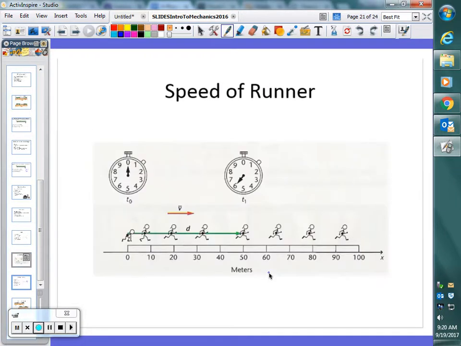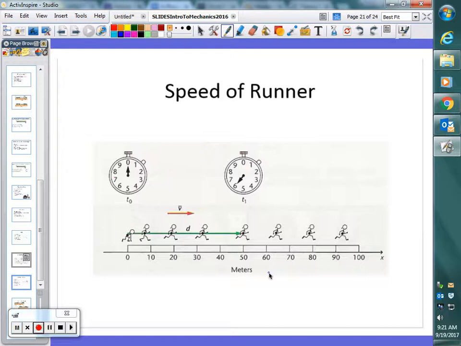Here's a picture of a girl running a 100-meter race. All right? A certain portion of that race has been timed. Here she is at the starting line. Here she is 50 meters away from the starting line. If we look at these stopwatches, the stopwatch read 0 when she was at the starting line. It's now reading 6 seconds when she's at the 50-meter mark, right?